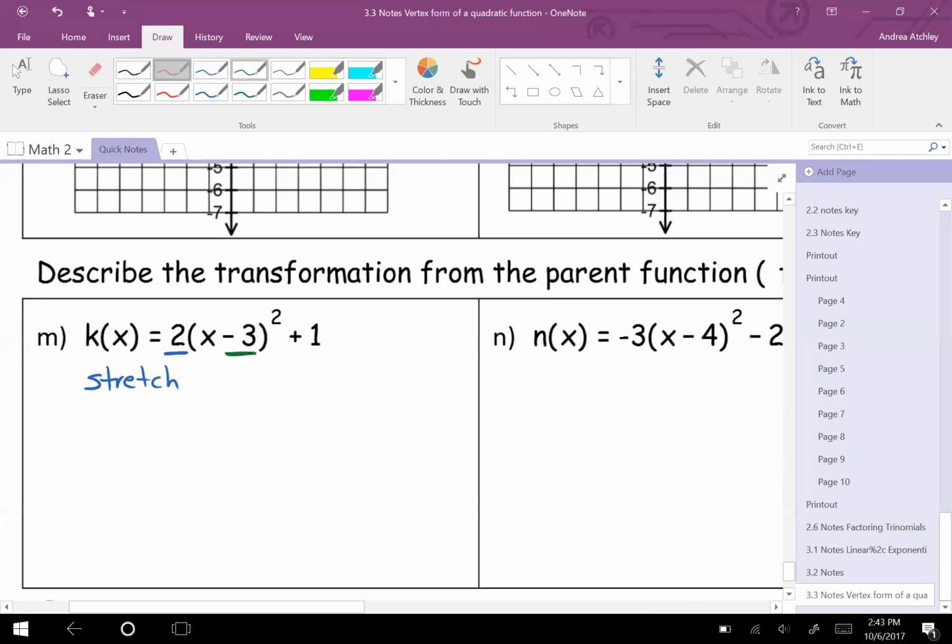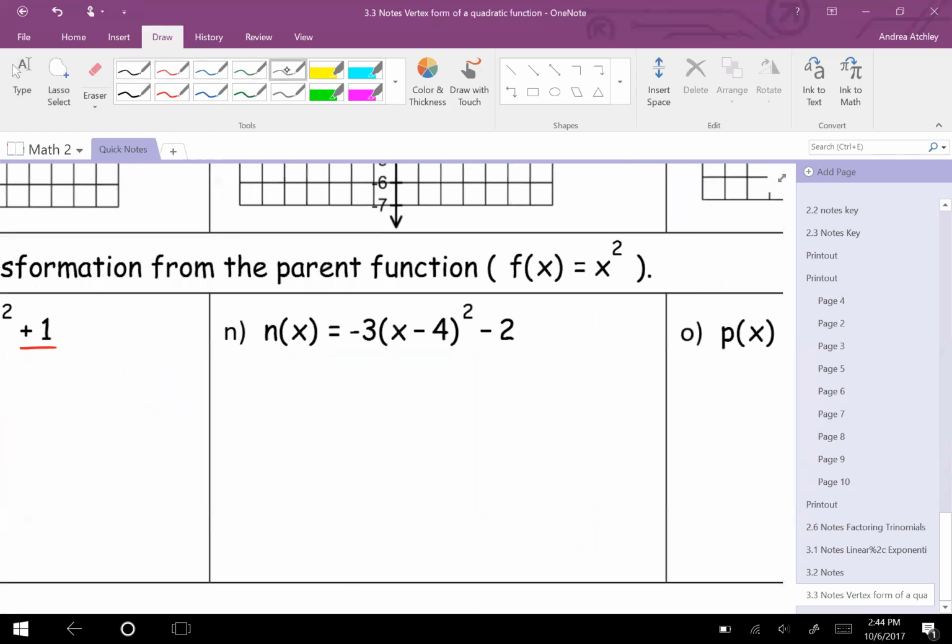What about the -3? The 3 tells me that it's going to move to the right. We're still on the M. To the right 3. What about the 1? +1 tells me what? Up 1. Okay.